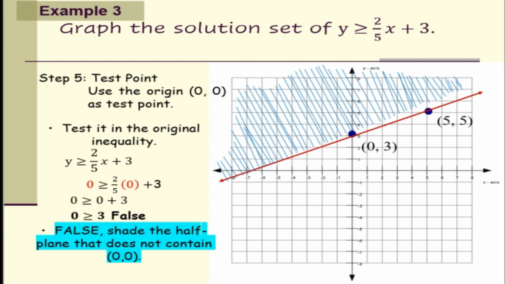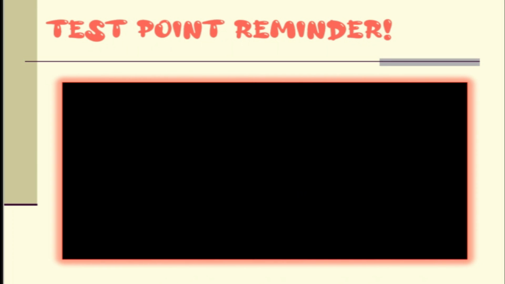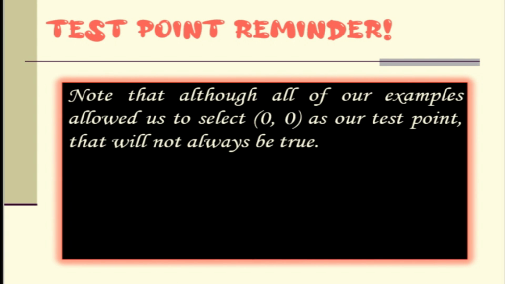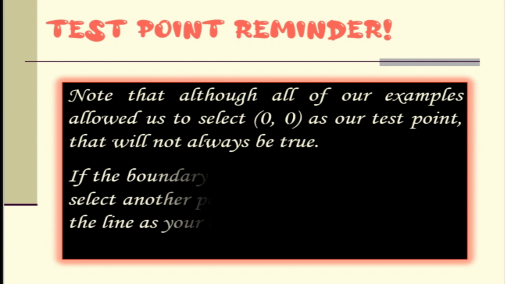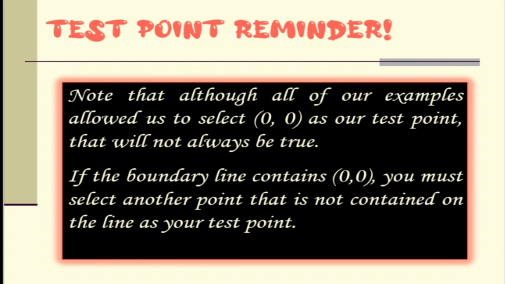Here are some reminders on using a test point. Note that although all of our examples allowed us to select (0, 0) as our test point, that will not always be true. If the boundary line contains (0, 0), you must select another test point that is not contained on the line as your test point. We can only use the origin as our test point if the line did not pass through the origin.